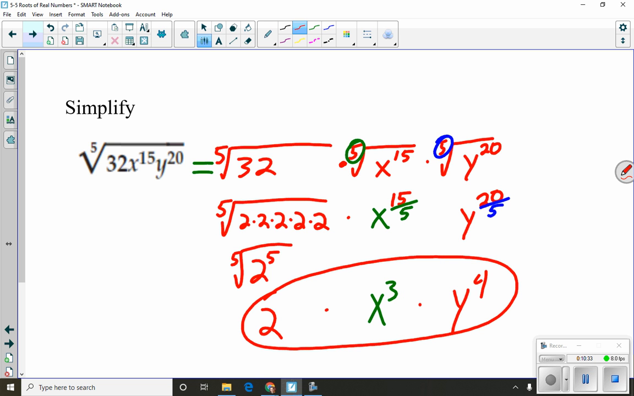So you can split these things apart as long as there's no addition or subtraction. That's the one caveat you've got to watch out for. As long as there's no addition or subtracting, when these things are all multiplied or divided together, you are free to break these roots apart into separate roots and just handle them separately.